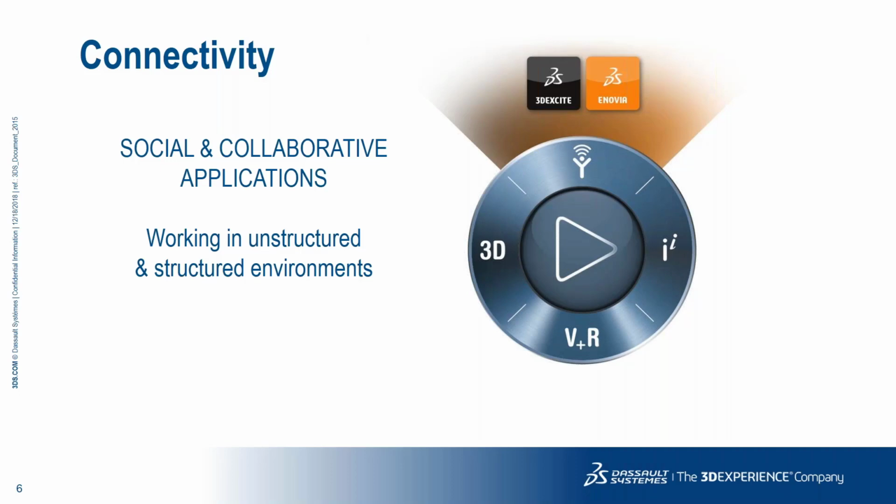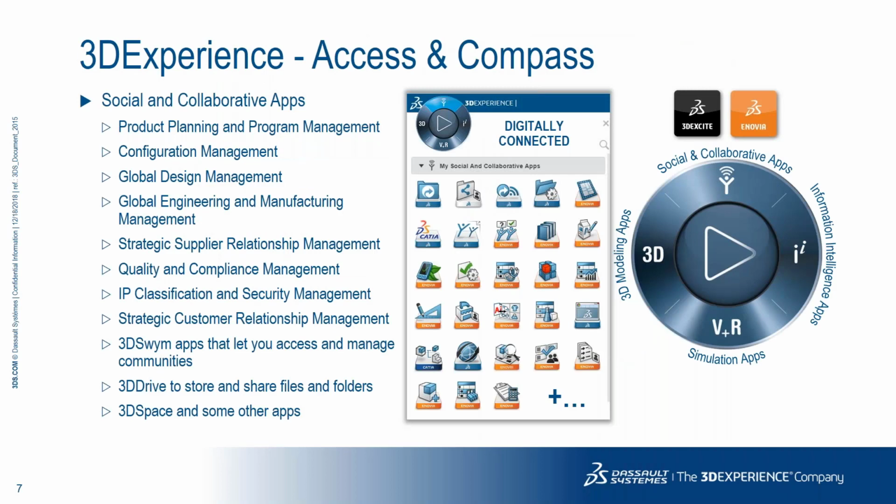So again, on the connectivity side, this is what you're going to see. So everything related to product management, product planning management, configuration management. You are going to use some of the tools that are in that section for data management. For example, if you need to release a part, if you need to copy a part, if you need to delete a part, the tools that you need to use are available in that section of the Compass. So this is the access, collaboration, social and collaboration apps.